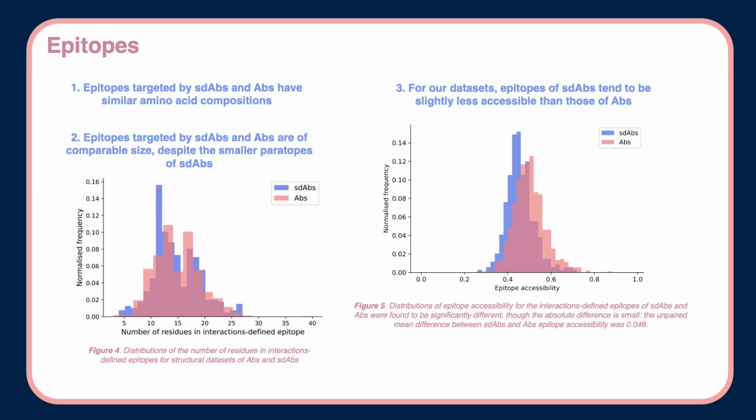Next, when we compared the epitopes, we found that antibodies and single-domain antibodies are able to target epitopes of similar size, despite the fact that we found paratopes of single-domain antibodies to be smaller. I'll come back to this result in a couple of slides when we compare the interactions occurring in these complexes. We also observed for the paratopes that single-domain antibodies have longer CDRH3 loops, and we find that single-domain antibodies have significantly less accessible epitopes than conventional antibodies. However, this difference is only marginal for our datasets.